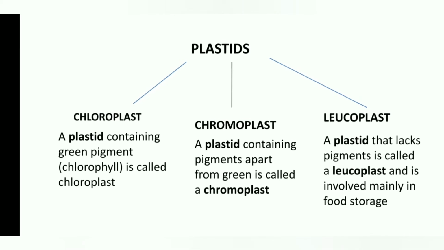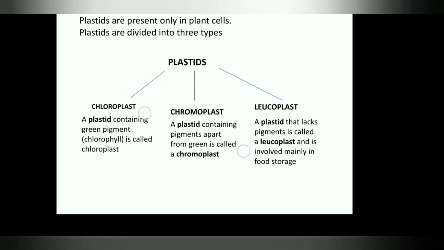What is chloroplast? Plastid containing green pigment is called chloroplast. What is chromoplast? Plastid containing pigment apart from green is called chromoplast. Then leucoplast, these are the colorless plastids which are involved mainly in food storage. We will be dealing only with chloroplast.